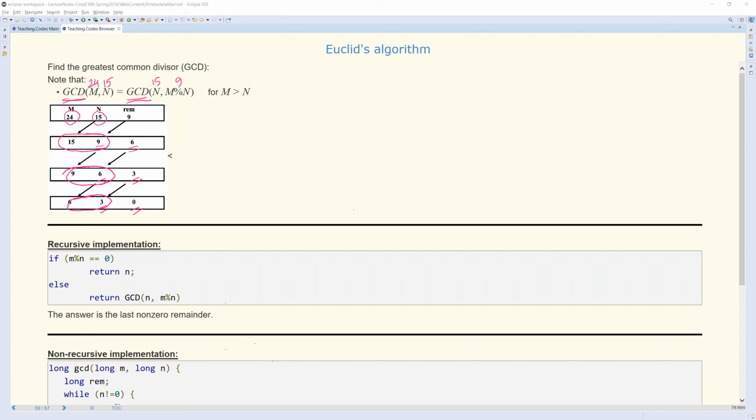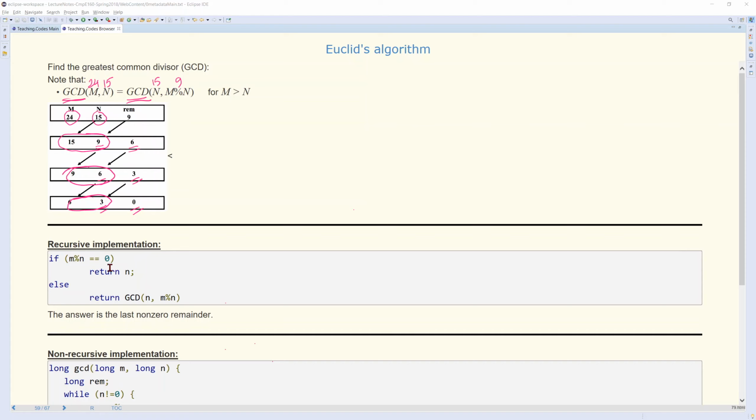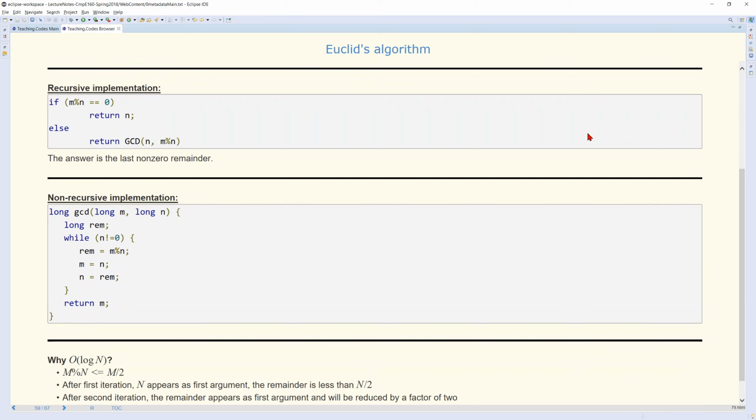So the recursive implementation of this algorithm would be as in here. As long as m modulo n is not equal to 0, I call the same method in a recursive manner with n and m modulo n. But when it becomes 0, I just return n, which is the smaller value. In this case, it was 3. Okay? So this is the recursive implementation, but it's also possible to implement this in a non-recursive manner.